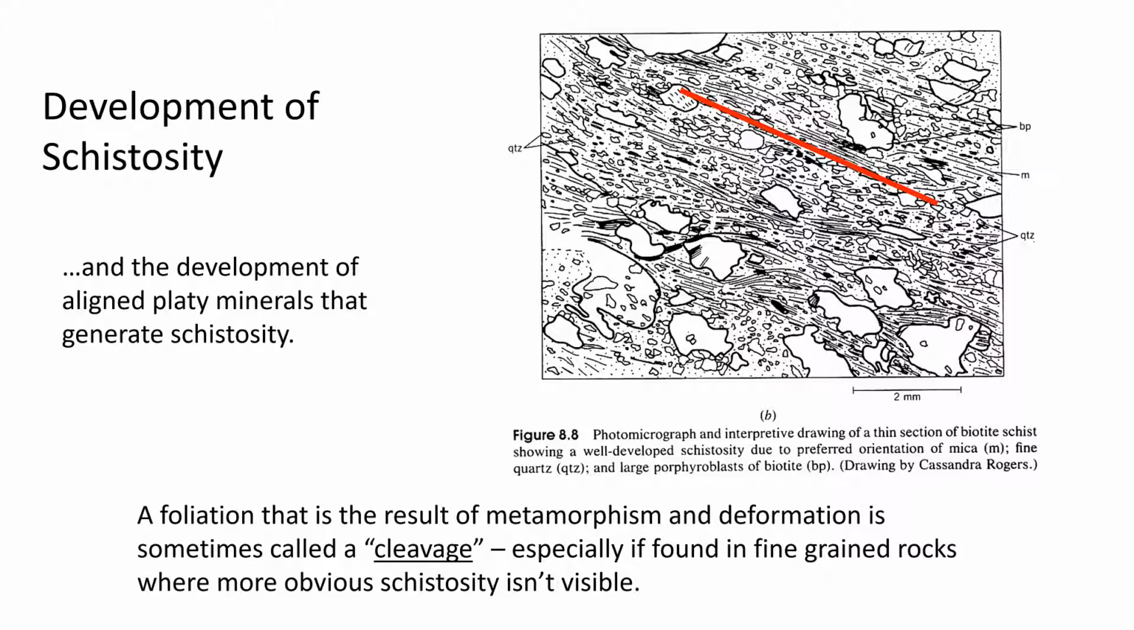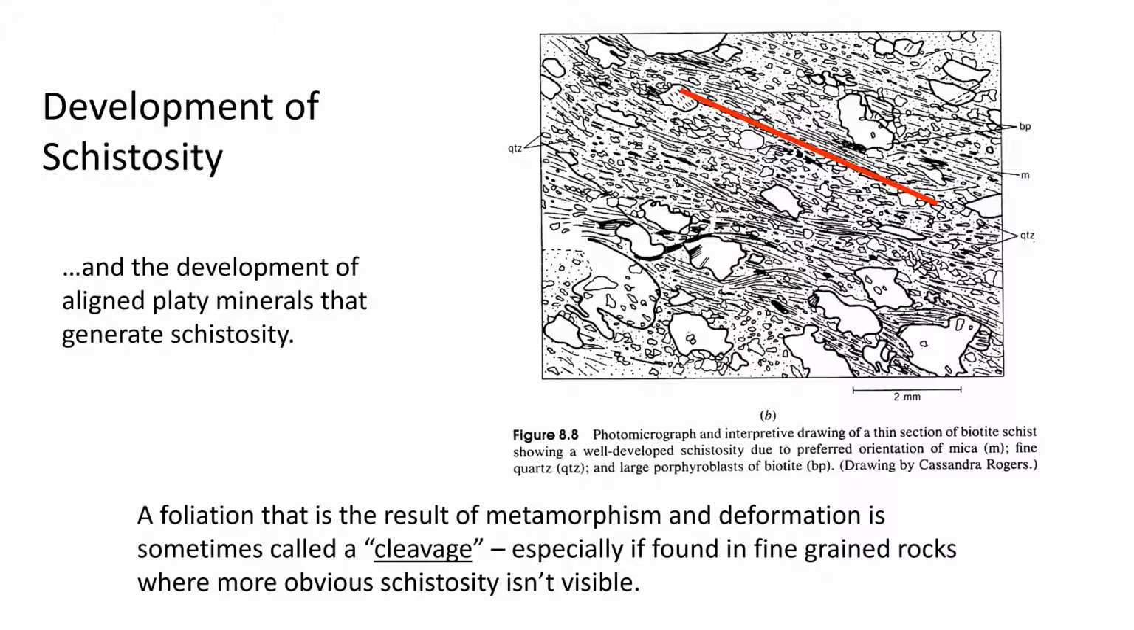In addition to the flattening and elongation of particles, you also have the development of platy minerals like micas that grow perpendicular to the applied stresses as they grow. And this process generates what's called schistosity. And schistosity is the primary metamorphic texture of its namesake, a schist. As you get squishing and squashing of rocks through metamorphism, you can sometimes develop a foliation. We talked a bit about foliation last class, and we'll get into it in more detail this week.